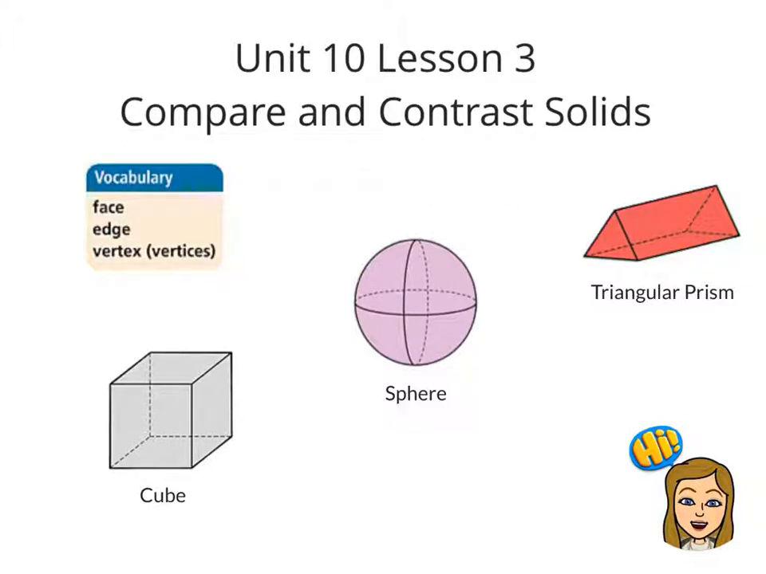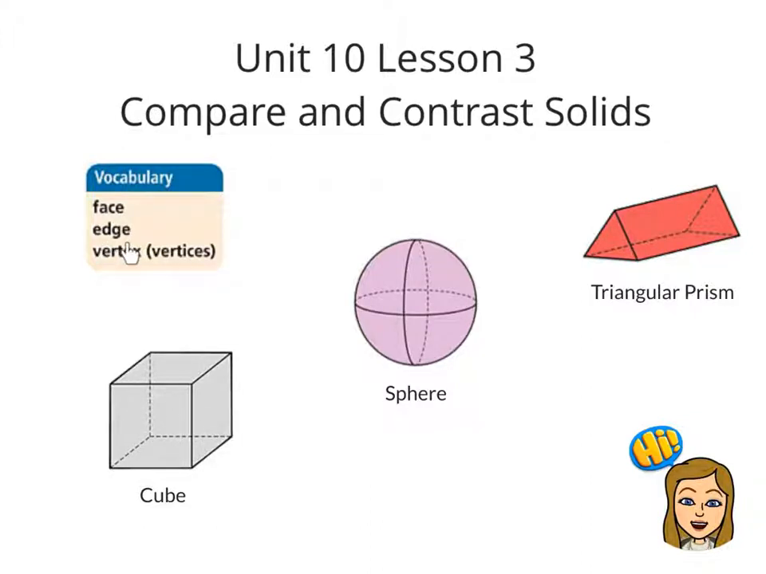So, the vocabulary that's going to be important for today is face, edge, and vertex, which the plural form is vertices. Now, the first vocabulary word, face, refers to a flat surface on a solid figure. So, on a cube, one of those faces is this front square face. It is a flat surface, therefore it's one face. Remember that a cube is made up of 6 faces: top, front, bottom, back, and 2 sides.